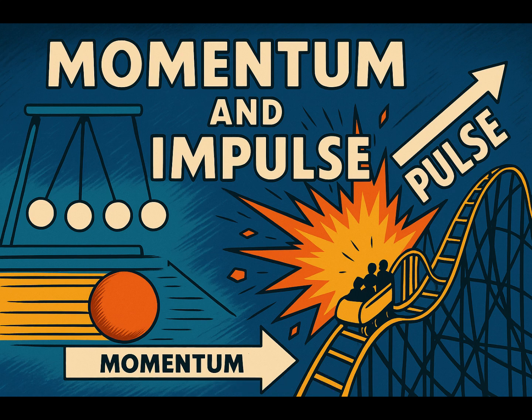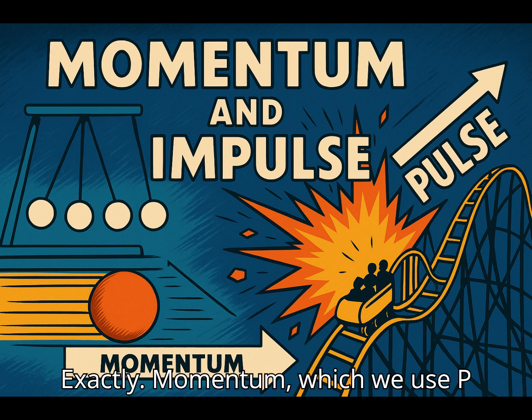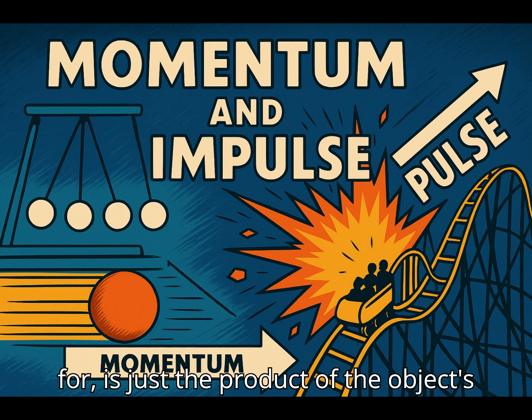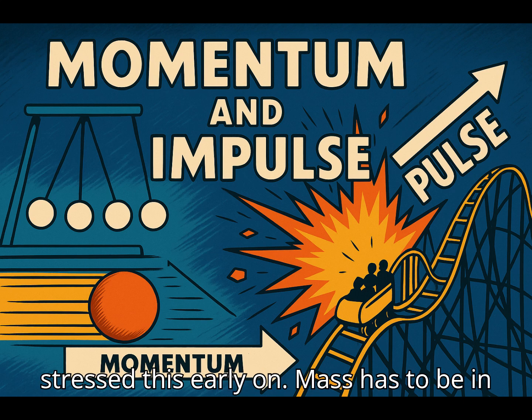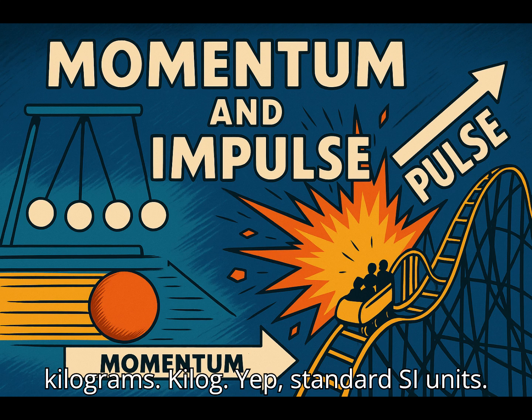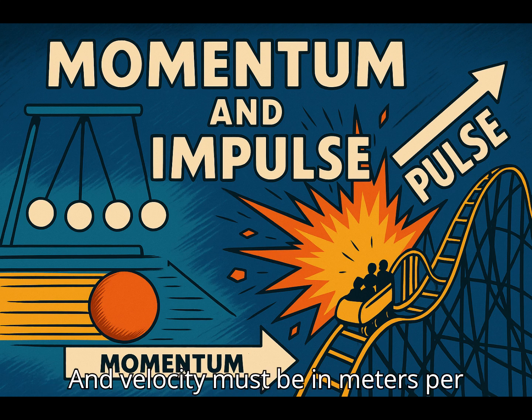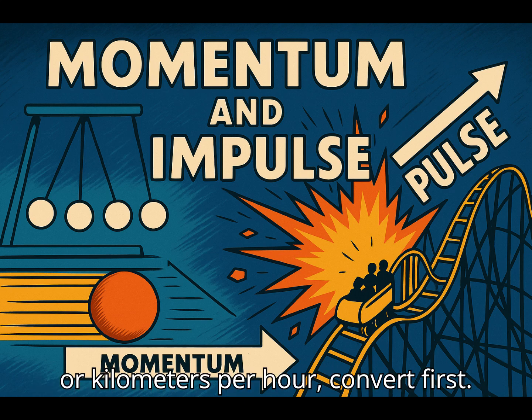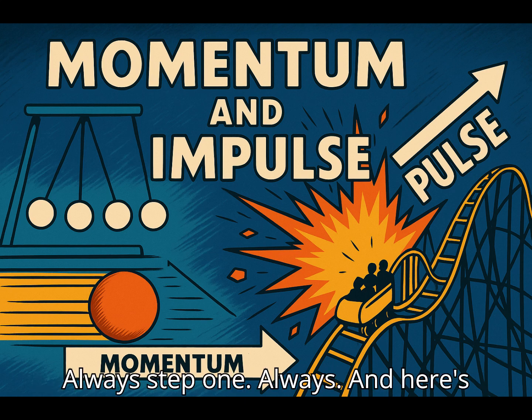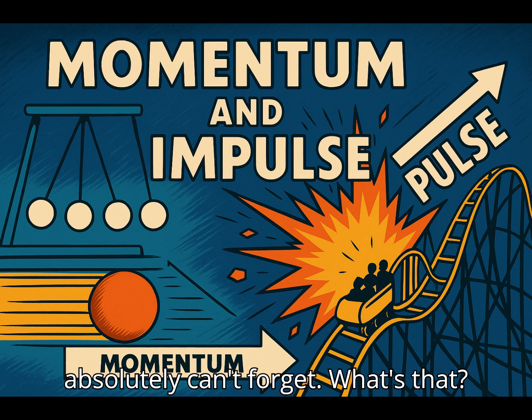p = mv. Exactly. Momentum, which we use p for, is just the product of the object's mass, m, and its velocity, v. And units are crucial here. The notes stress this early on. Mass has to be in kilograms, kg. Yep, standard SI units. And velocity must be in meters per second, m/s. Right. So if you get grams or kilometers per hour, convert first. Always step one. Always.